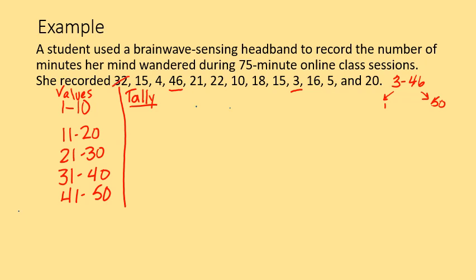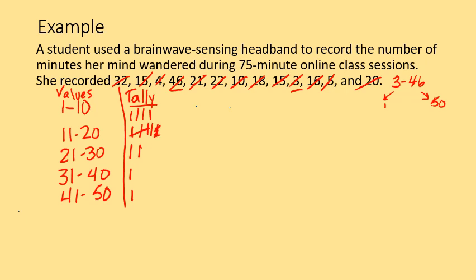And so the 32 will go here. 15 will fit into this category. The 4 goes in our top category. 46 in our bottom. 21, 22, 10, 18, 15, 3, 16, 5, and 20. Whoops, I'll put my tally mark this way, as is appropriate. I'm going to have to cross that off that way.